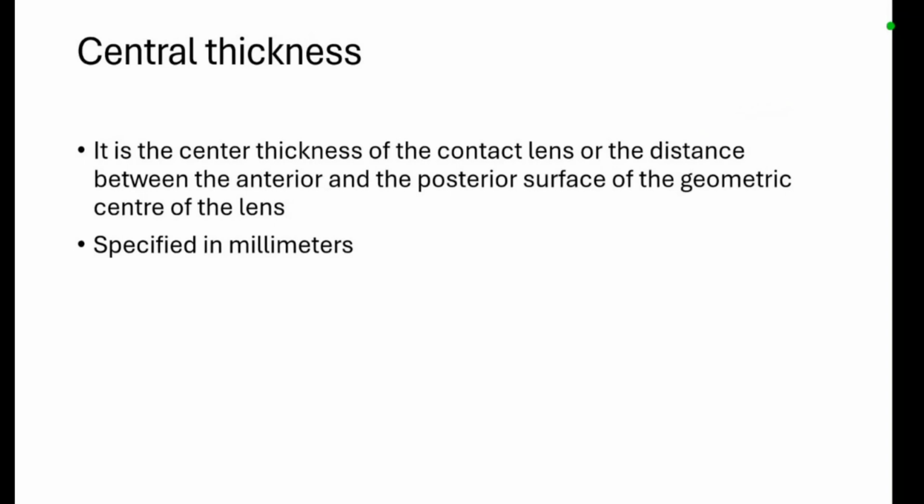Okay. The central thickness. Central thickness of the contact lens is the distance between the anterior and posterior surface at the geometric center of the lens. It is always specified in millimeters. Okay. Thank you.